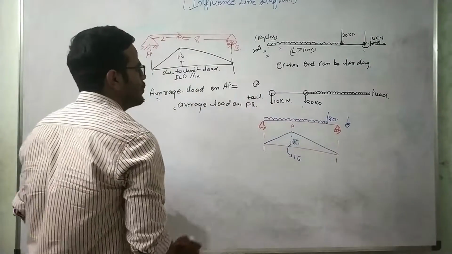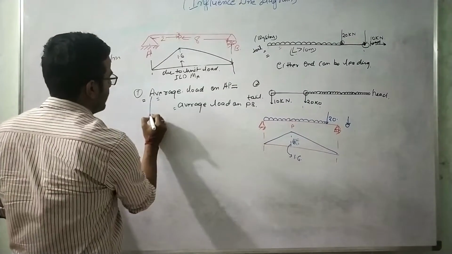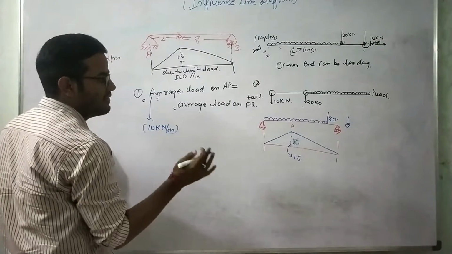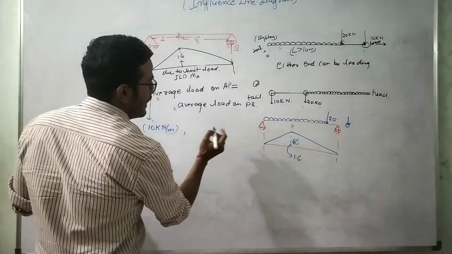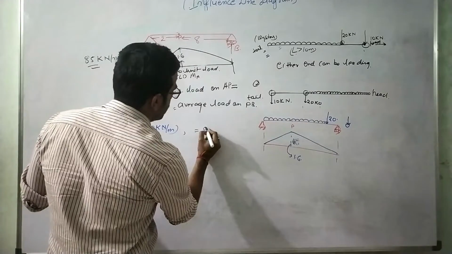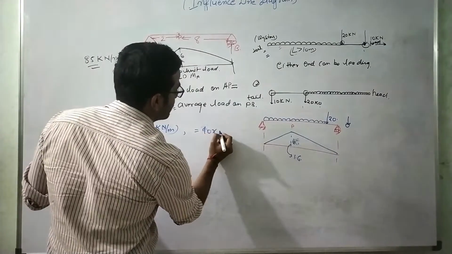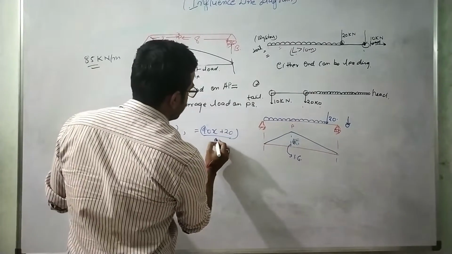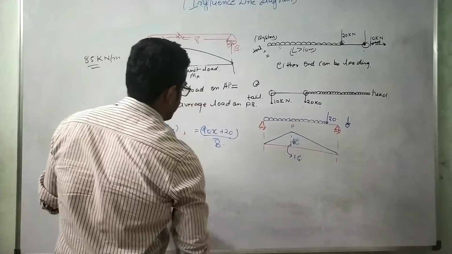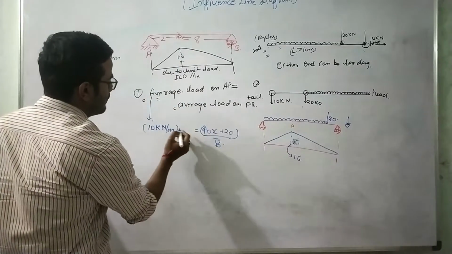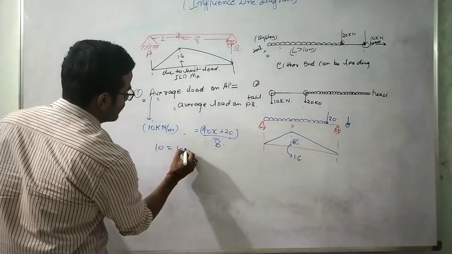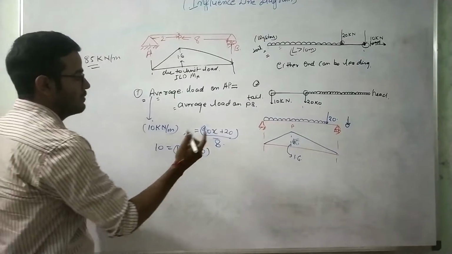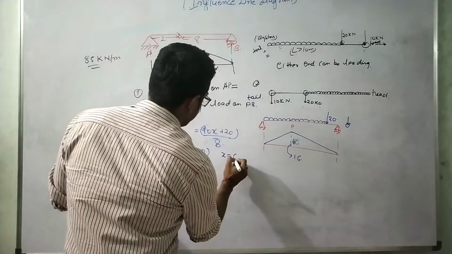Okay. Now if we calculate the average load on AP, it will be nothing but 10 kilonewton per meter, because only the UDL is acting at that point, and the average load on PB will be equal to (10 into x plus 20) divided by this distance, which is 8 meter. Okay. So for the maximum moment at P, the 10 kilonewton per meter load should be equal to this value. So it will be x equals 6 meter.